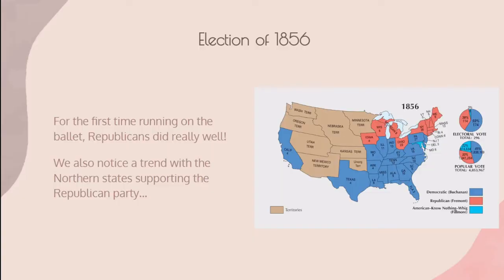So the election of 56, the Republicans start running, and they did pretty well for their first election. They got 38%, which isn't horrible. The previous election, Democrats got like 80%, you know? And then the popular vote, they've already got a third of the votes, which really is not bad. But we also see that the northern states were supporting the Republican Party, which is very, very significant.